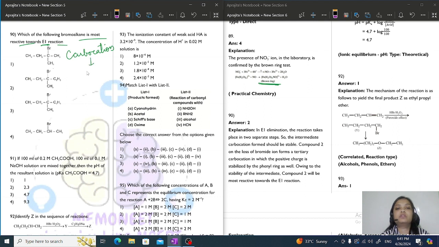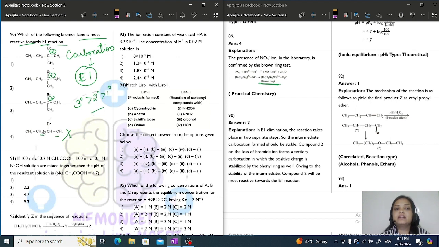So the more stable the carbocation is, the more reactive your reactant would be toward E1 elimination. Now in these cases you can see that when bromide is removed, here we are getting a tertiary carbocation, here also tertiary, here also tertiary, here it's secondary. So this option cancels out because tertiary carbocation is the most stable, followed by secondary, then primary.